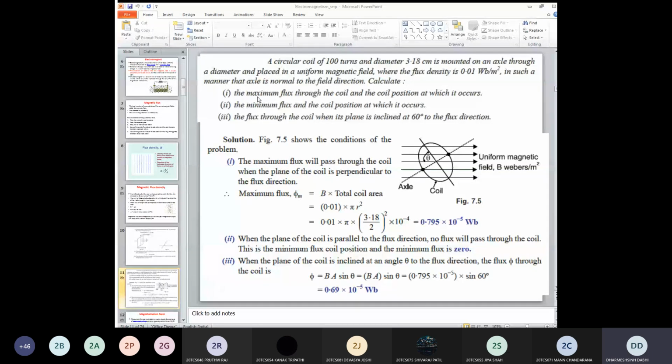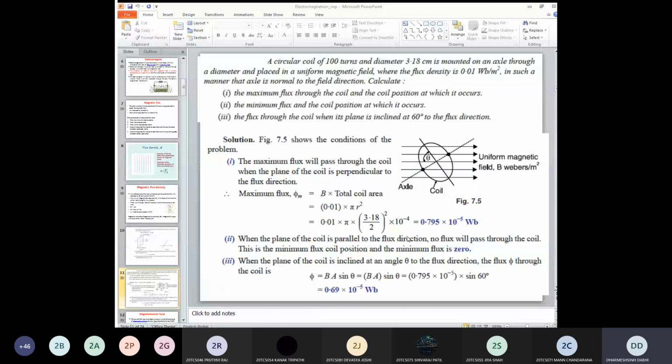Same way, third one is flux through the coil when the plane is inclined at an angle of 60 degrees to the flux direction. So you can see in the figure, there is a plane which is inclined by the angle theta with the direction of flux. So the equation of phi is BA sine theta. Theta is 60 degrees, given.